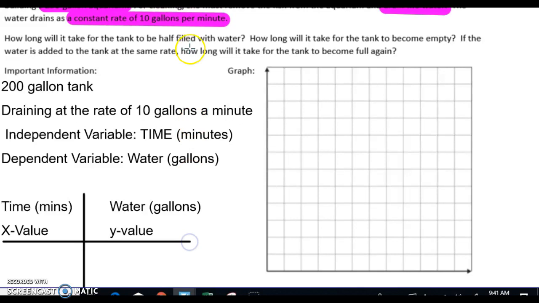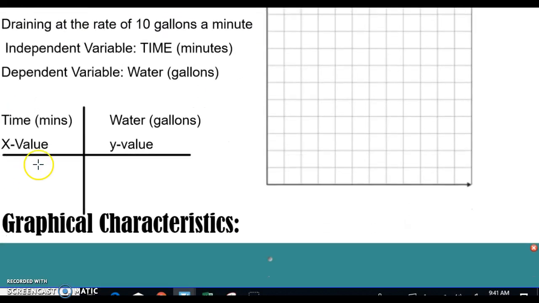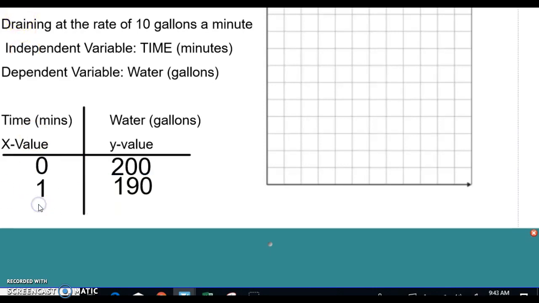So here we go. All right. So if I do not spend any time draining my tank, so if the time is 0, I know that I have 200 gallons of water still left in the tank. Okay, if the tank is being drained for 1 minute, I know that I'm going to subtract 10 gallons of water, so I have 190 gallons. If the tank is draining for 2 minutes, that means I'm going to lose 10 more gallons of water, so I'll be at 180 gallons in the tank. I'm starting to see a pattern here.